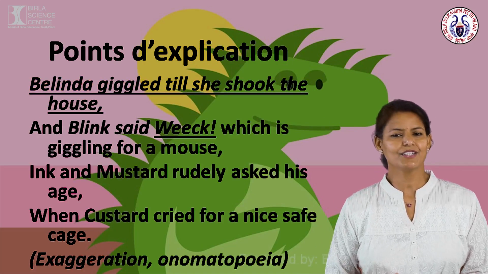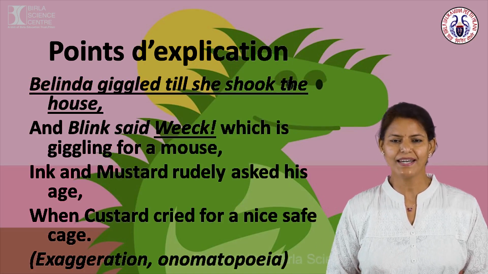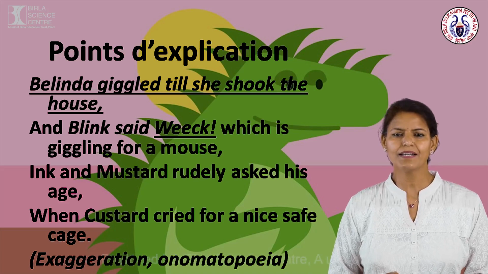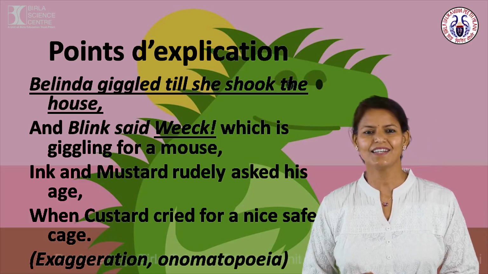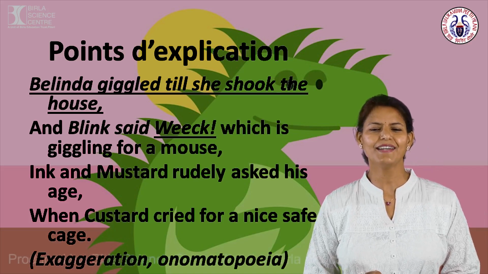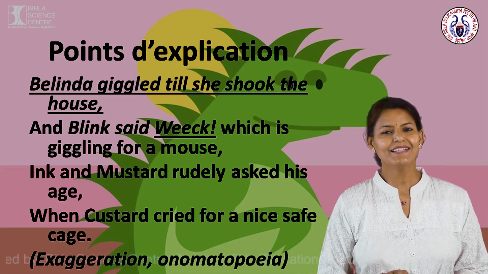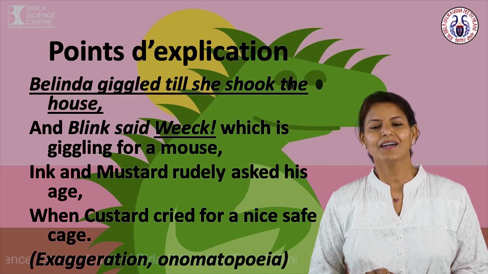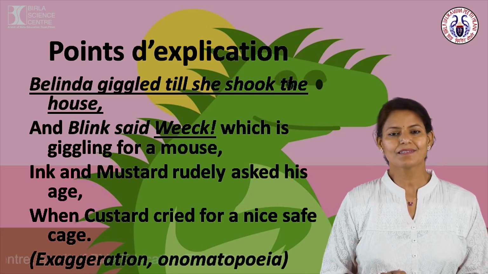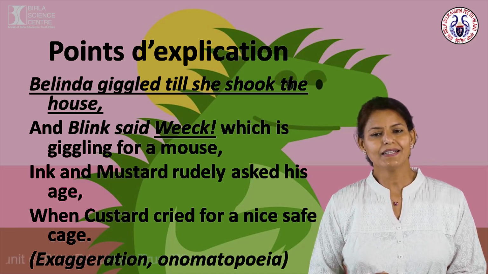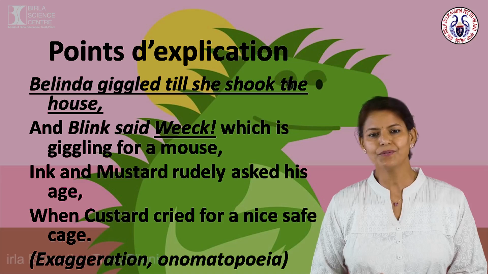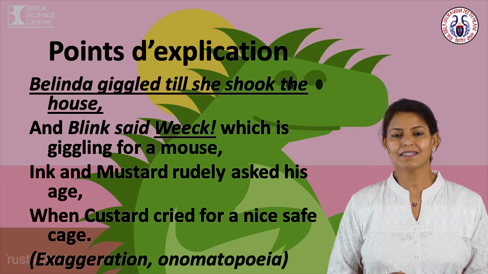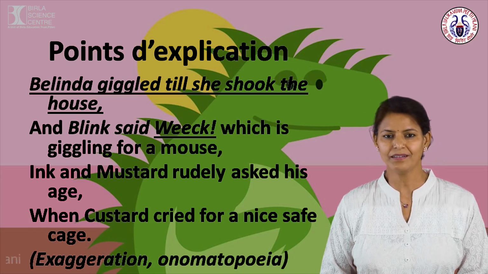Belinda giggled till she shook the house, and Blink said "Wick," which is giggling for a mouse. Ink and Mustard rudely asked his age, when Custard cried for a nice safe cage. "Belinda giggled till she shook the house" is an example of exaggeration. When the spellings of the sounds resemble the sounds actually produced, as in "wick," the poetic device involved is onomatopoeia.